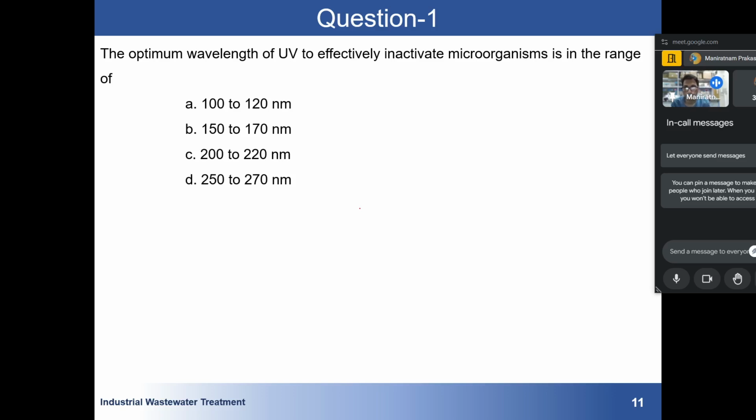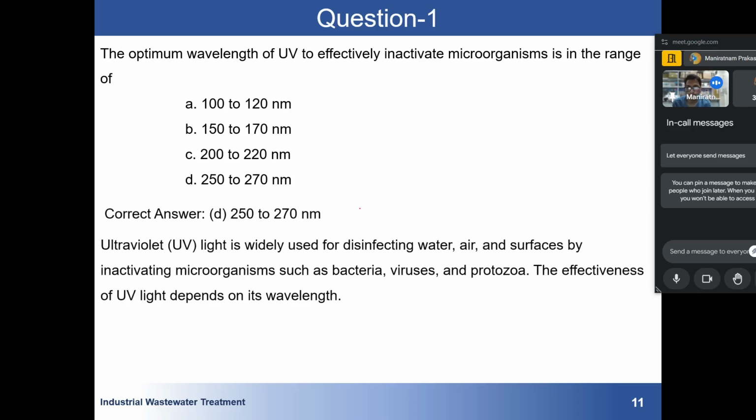Okay, no problem. The correct answer is 250 to 270 nanometer. Ultraviolet is widely used for disinfecting. The correct answer is D. So let's see why.